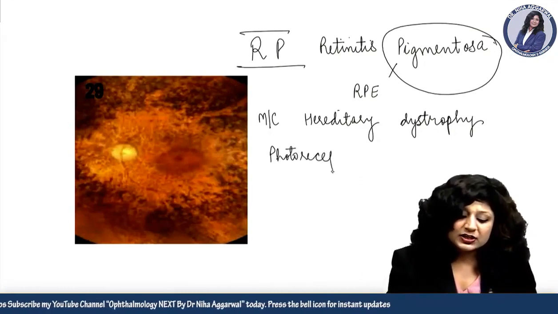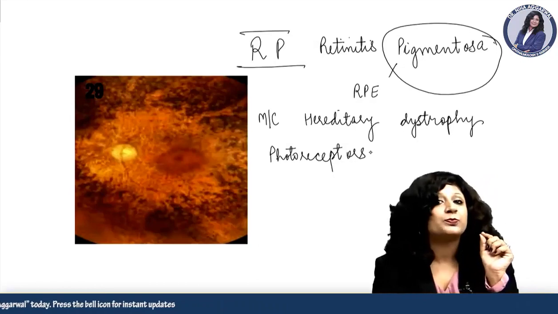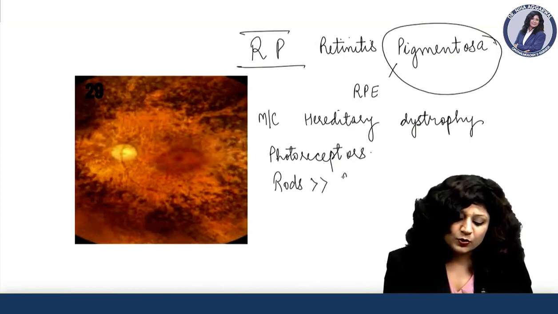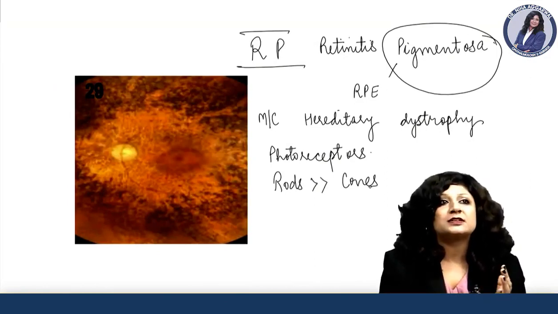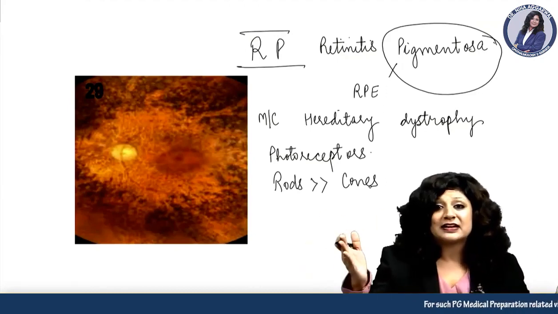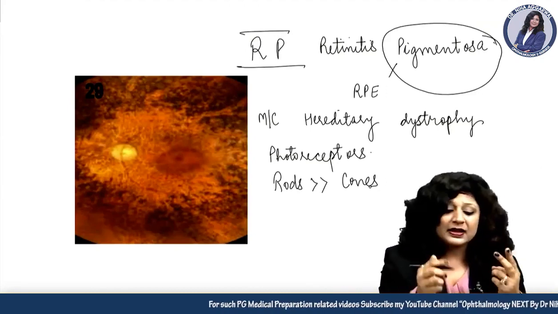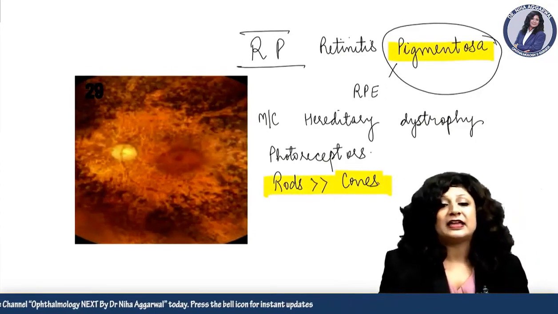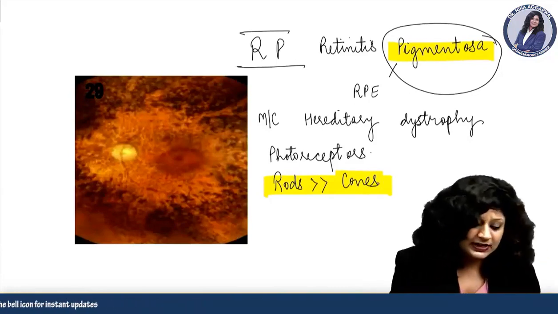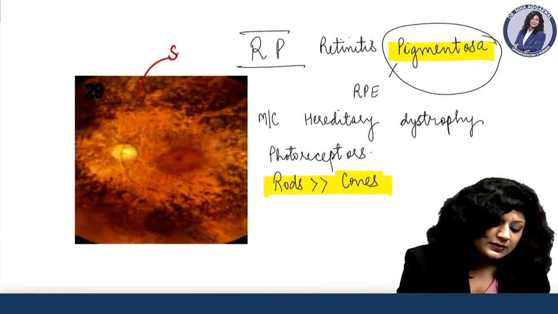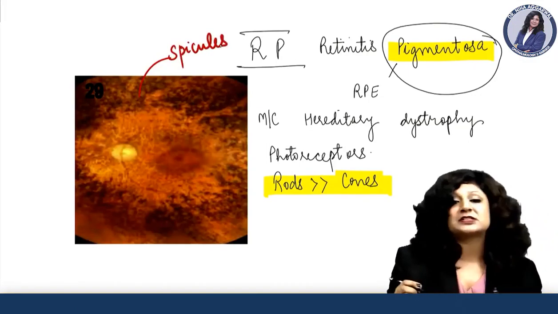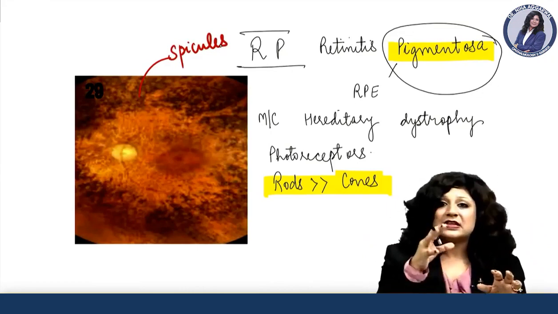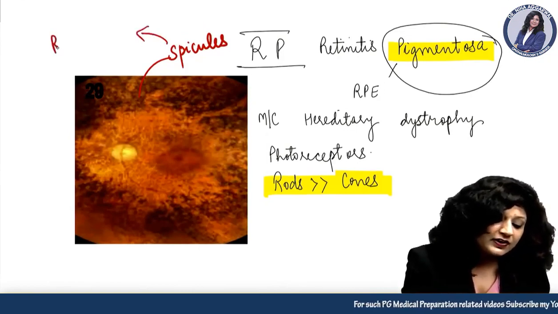Now because this condition is affecting the photoreceptors, that means both rods and cones will be affected, and rods are affected much more than the cones. Periphery is affected earlier in comparison to the center, plus it is a pigmentosa. Now based on this, you will get one important thing, and that is the bony spicules. Can you see here? These are the spicules, bony spicules or the pigmentary spicules which are present in the whole of the periphery of the retina, and that is why this kind of patient will actually have the ring scotoma.